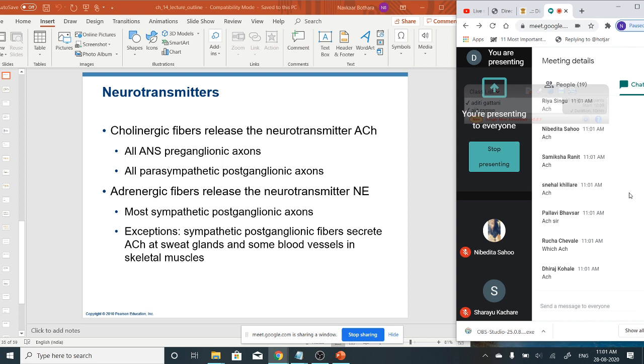So what type of system we have got? One is cholinergic, one is adrenergic. If we have to name sympathetic, what will name it? If we have to give name to the sympathetic system, what name will give to sympathetic? We'll call it cholinergic, isn't it? Why we call it as a cholinergic?